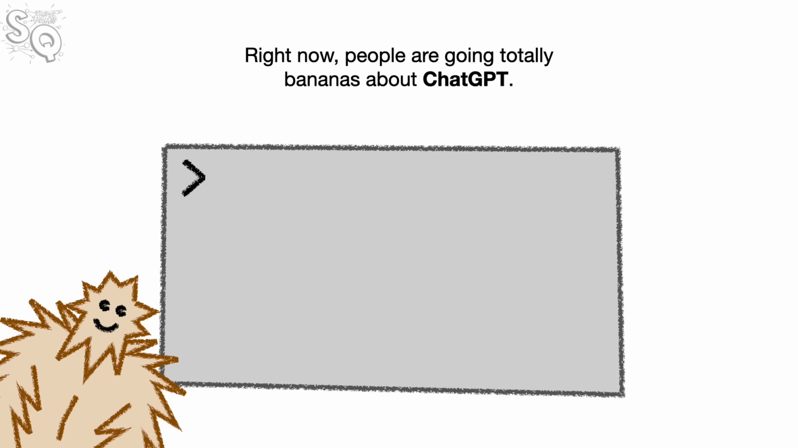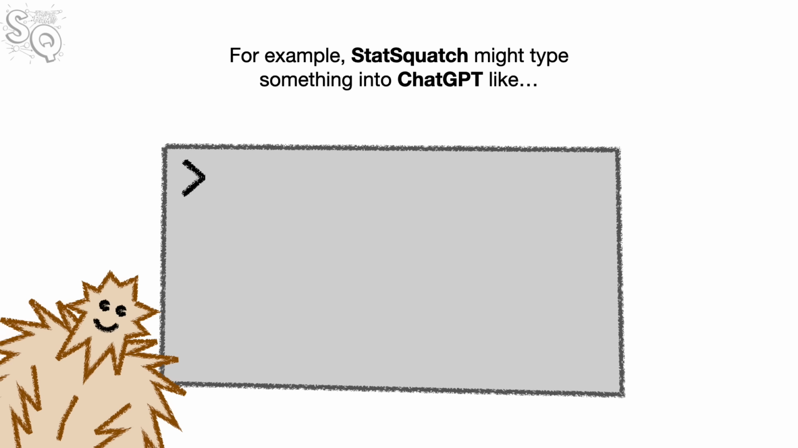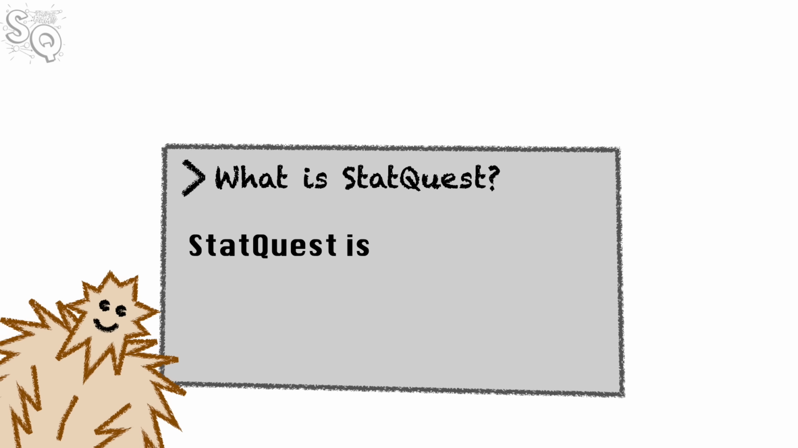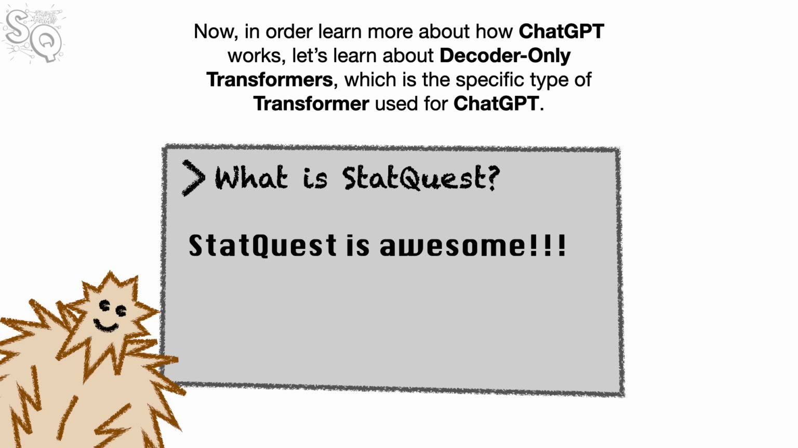Right now, people are going totally bananas about ChatGPT. For example, StatSquatch might type something into ChatGPT like, "What is StatQuest?" "StatQuest is awesome." Bam! Now, in order to learn more about how ChatGPT works, let's learn about decoder-only transformers, which is the specific type of transformer used for ChatGPT.